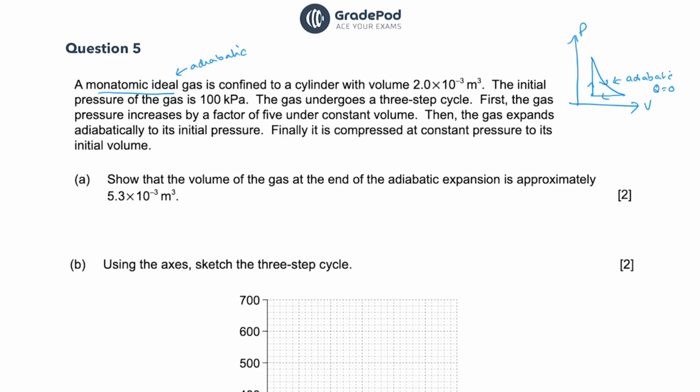Show that the volume of the gas at the end of the adiabatic expansion is approximately 5.3 times 10 to the minus 3. So we're going to use this expression here, and we want to find out what V2 is. So V2 is equal to P1 over P2. And we've been given all that data.